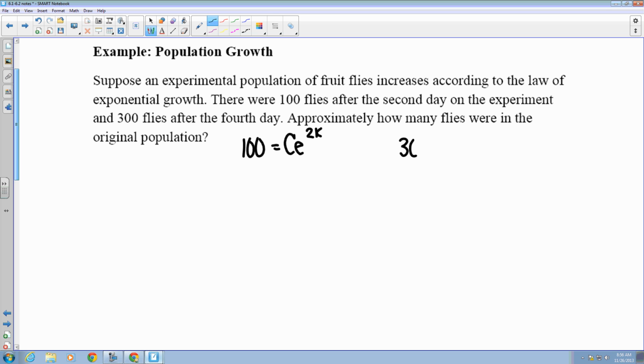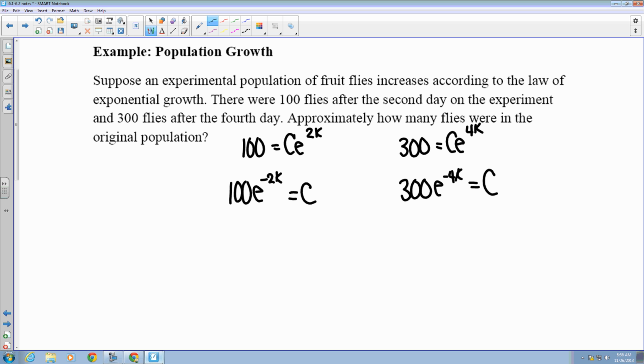And then we have 300 equals Ce^(4k). So what we're going to do is solve both of these equations for C. If I divide by e^(2k), that becomes e^(-2k) on the other side. And then if I divide by e^(4k), it becomes e^(-4k) on the other side. And then I have both of these equations set equal to C right now, so I can set them equal to each other.